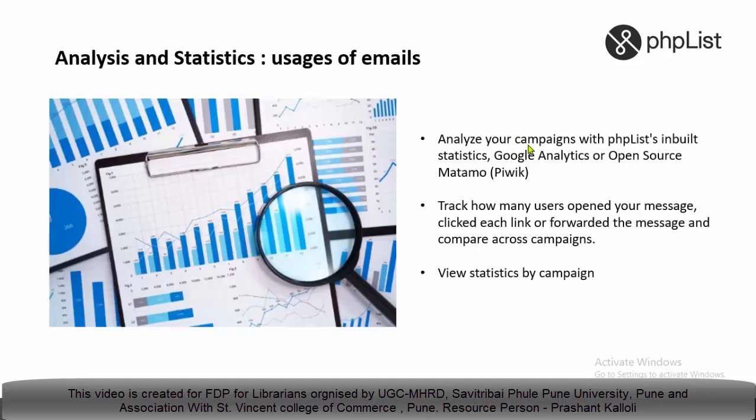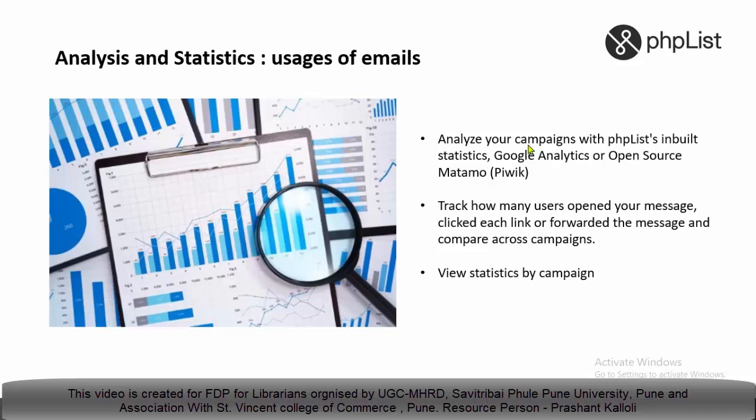The most useful feature is analysis and statistics, that is, the usage of emails. Whenever we send emails to our users, we cannot get the statistics. We can't know how many people are reading our mails or how many mails we are sending in a month. Such statistics cannot be analyzed, yet this is very important, because the quality of services depends on the usage of services. So we have to analyze our service and measure our statistics too.